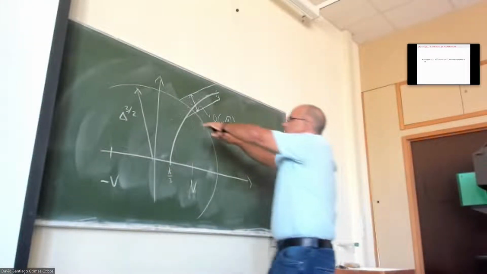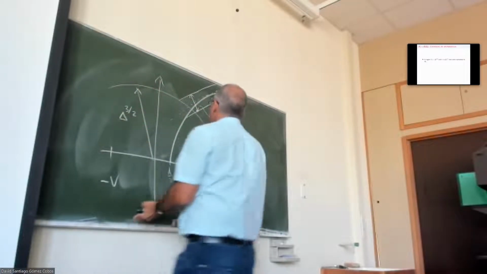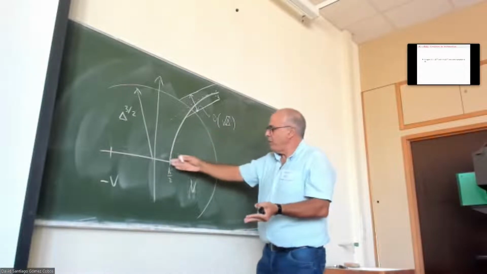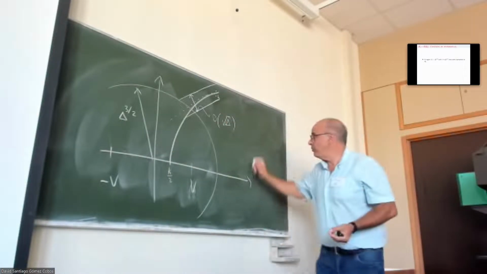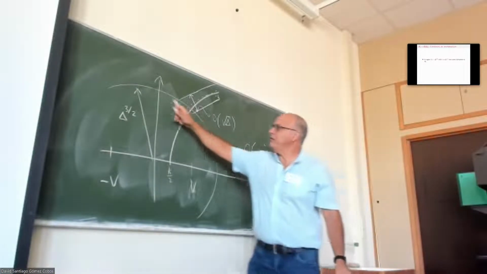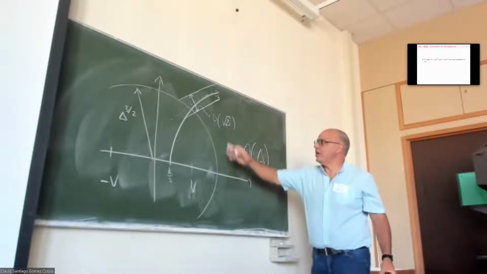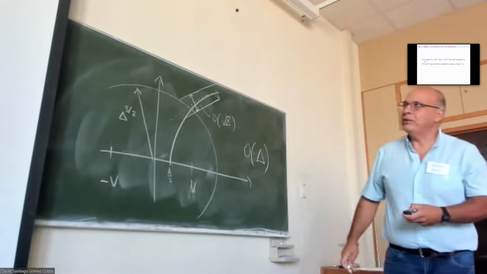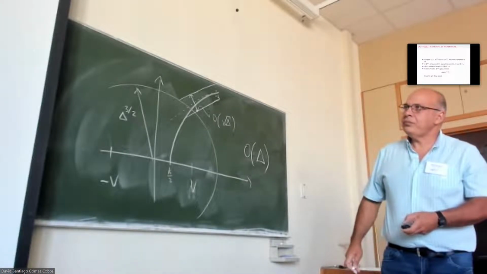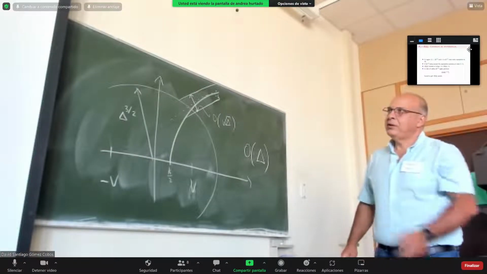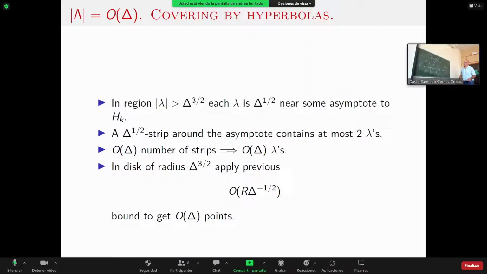So all the points of the spectrum which are outside this disk, how many do I have? You're going to have as many hyperbolas, 2 for each one of them. That's order of delta. But then I still have to count those guys, which are inside, for which I cannot use this. Well, for these guys, I will use the Iosevich-Sarnak bound. So in the disk of radius delta to the 3/2, I have this bound by the Iosevich-Sarnak method that we proved before.